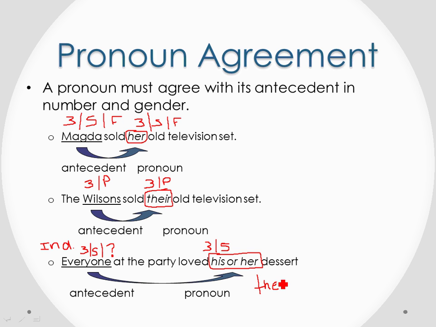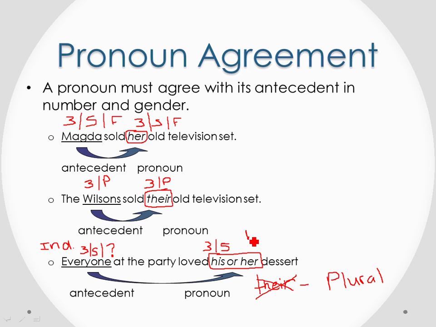Many, many people would write their dessert. However, the problem with saying everyone at the party loved their dessert is that their is plural and everyone is singular. Hence, they do not agree. So I have to be very careful that I am not using the pronoun their when I really need his or her. And again, keep in mind, because we don't know if everyone is a group of males, a group of females, or a group of both genders, we have to use his or her.